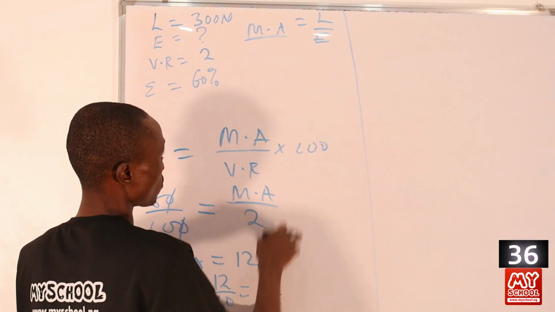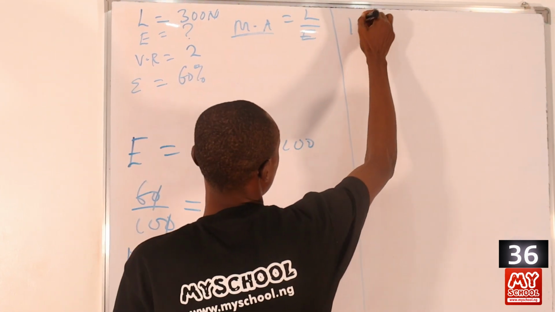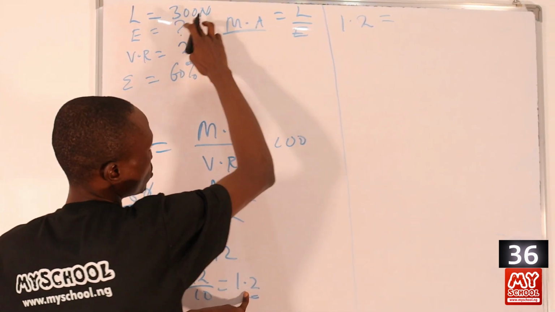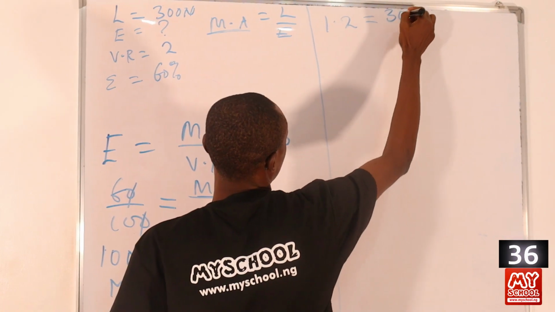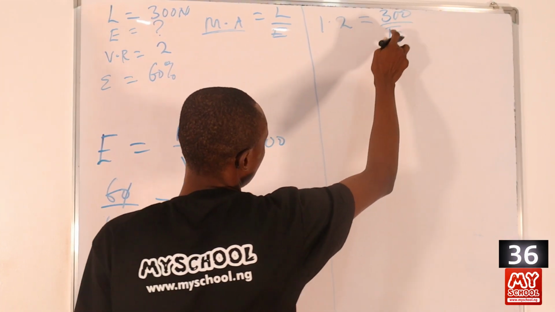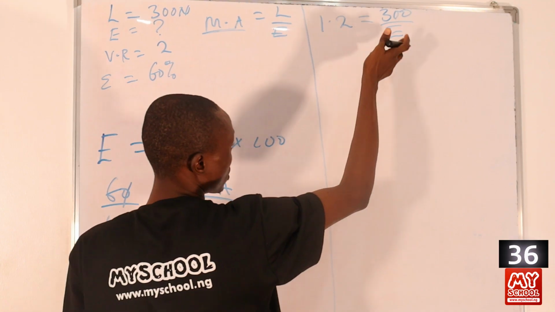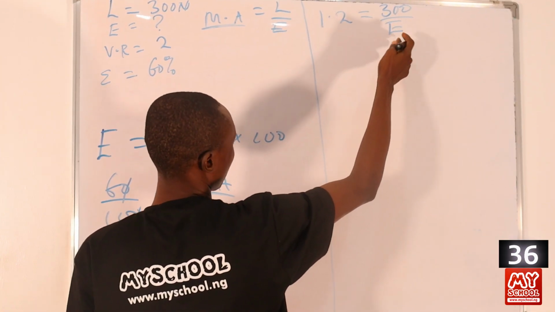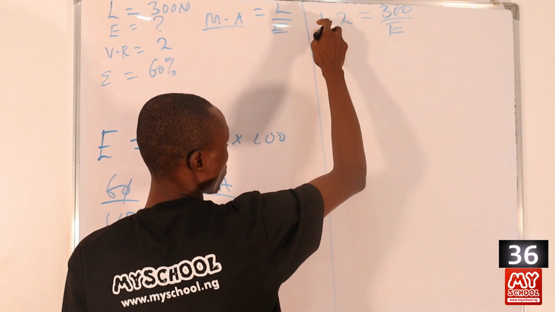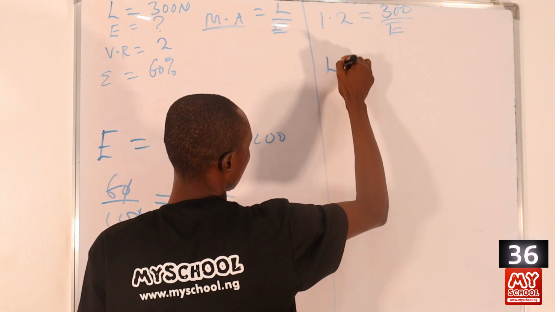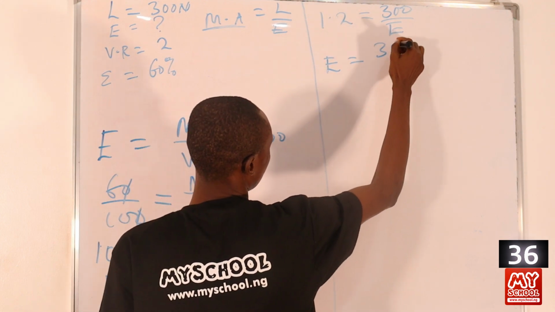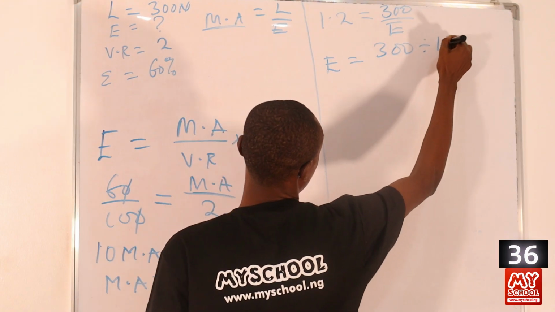Now, since our mechanical advantage is equal to 1.2, we'll put 1.2 here, and the load is given to us to be equal to 300, all over effort. So we make the effort the subject of the formula because that is what we're actually calculating for. So we just switch the position of the 1.2 and that of the effort. So effort now becomes 300 divided by 1.2.